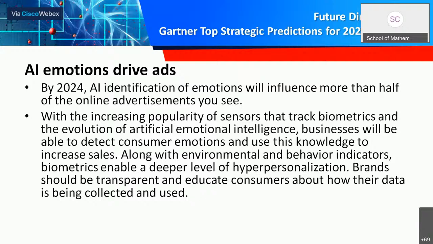Yeah, AI emotions drive advertisements. Not only advertisements, it is going to drive many businesses, but they are particular about advertisements. By 2024, AI identification of emotions from studying various social networks and other data is going to reorient advertisements, probably into more personalized advertisements. This is going to happen in the coming years. So you can see the jargon hyper personalization, a deeper level of hyper personalization. You can see the terminology.